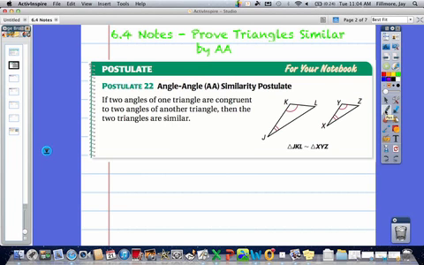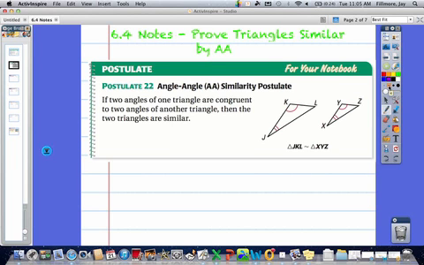and gentlemen, today we are talking about section 6.4. We're proving triangles similar by AA, which stands for angle-angle. Don't let the title of this section frighten you. We're not actually doing formal two-column proofs any longer, but you will still be asked to explain your answers and give justifications for things that you say.